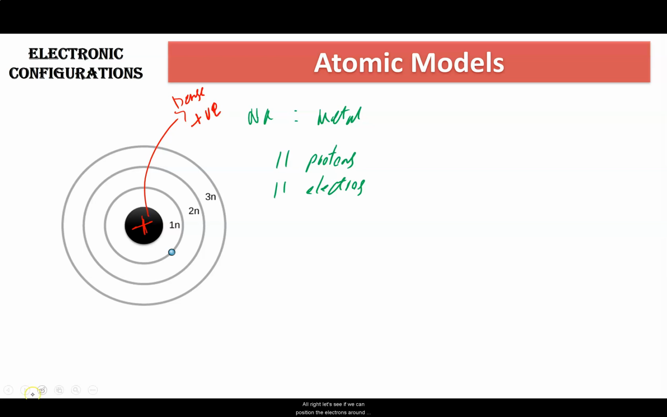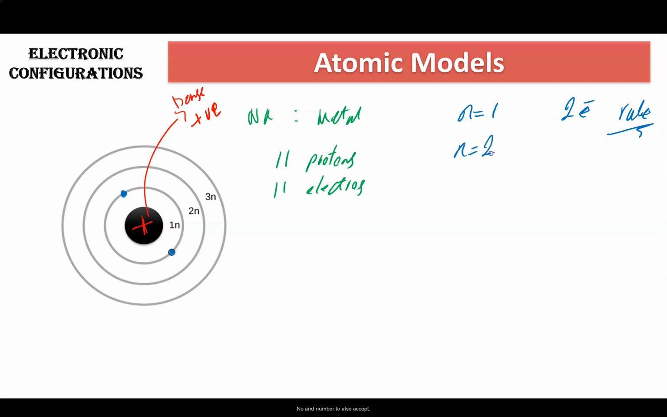All right, now let's see if we can position the electrons around here. Now N number 1 only accepts 2 electrons. That's how it rolls. That's the rule. That's the law. N number 1 only accepts 2 electrons. So I got one here already and a second one. So obviously I have another 9 to fill up.